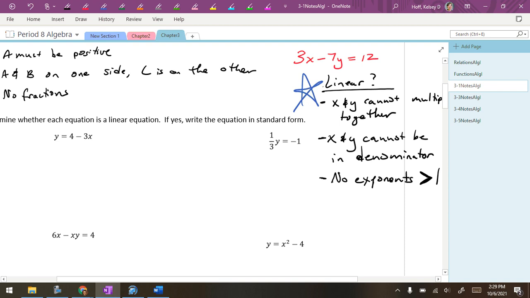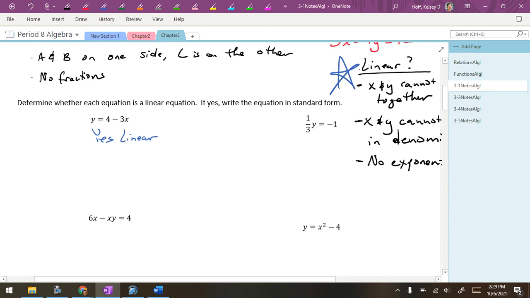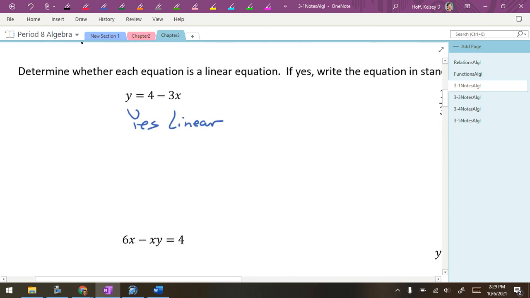Are x and y multiplied together? No. Okay, we're good there. Are x and y in the denominator? Nope, we're good there. Do we have any exponents greater than 1? So is this linear? Yes, it's linear. Because it's linear, we have to write it in standard form.